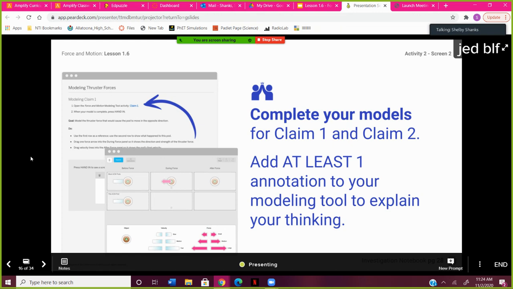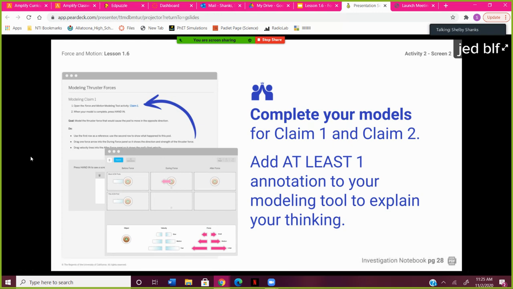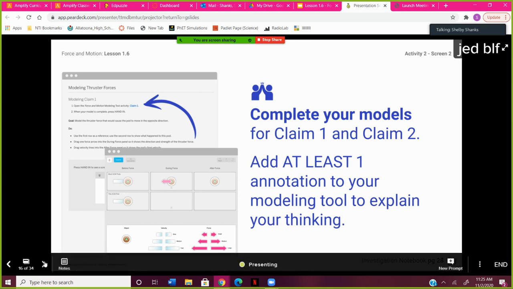All right, so what you guys are going to do is complete your models for claim 1 and claim 2. Do not worry about the annotations to your modeling tool. I thought there was a spot on there that you could do annotations, but I could not find it, so don't worry about doing annotations. We'll be writing about it anyways in our 3rd tab of Amplify. So you're going to complete models for claim 1 and claim 2.